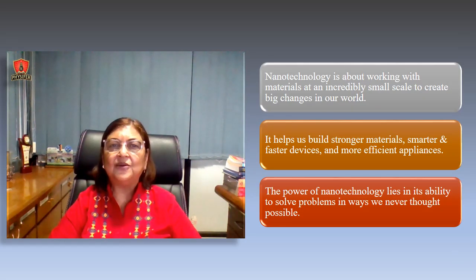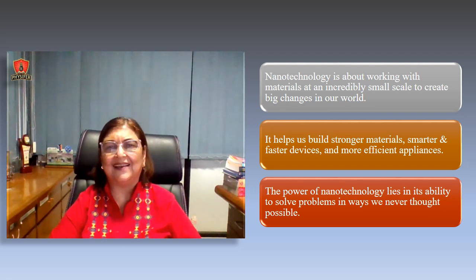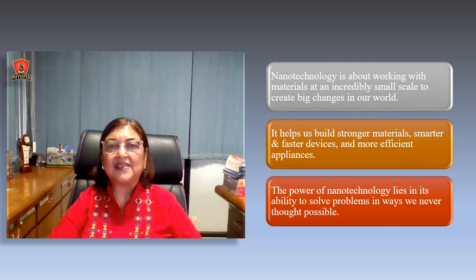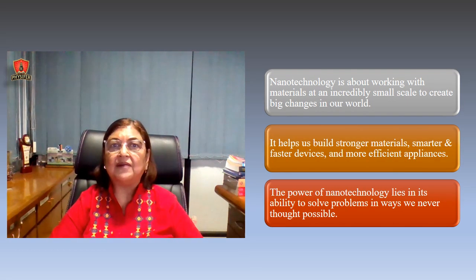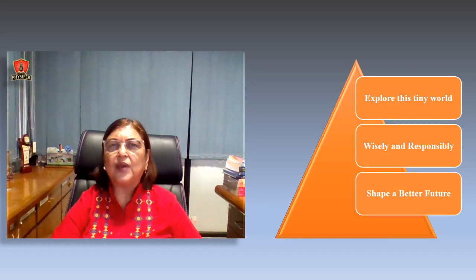To sum up, nanotechnology is about working with materials at an incredibly small scale to create big changes in our world. It helps us build stronger materials, smarter devices, and better machines. The power of nanotechnology lies in its ability to solve problems in a way we never thought possible. As we continue to explore this tiny world, we must use it responsibly and wisely to improve lives and shape a better future.